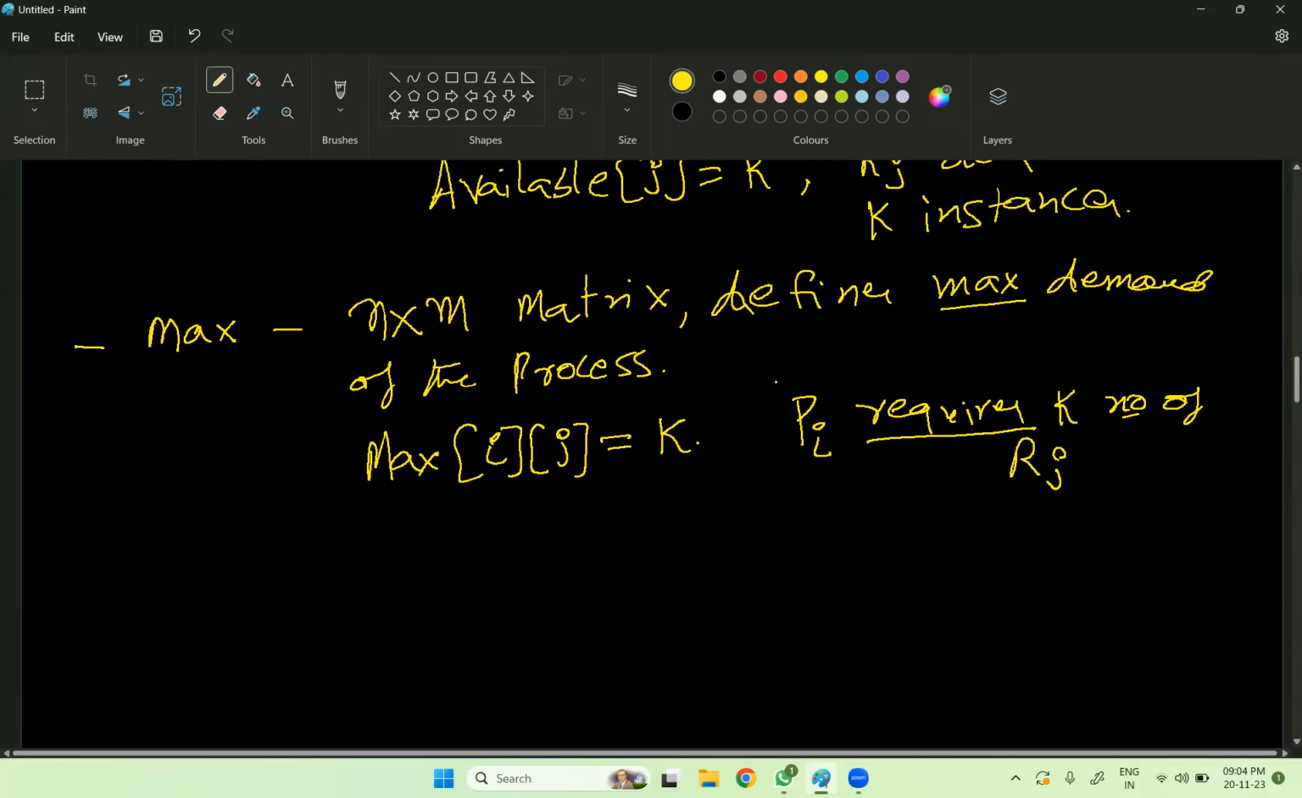So maximum defines how many instances of the individual resource types are required. That will be the maximum demand of the process. For example, 2 printers, 1 gigahertz of processor speed, 1 MB of memory and 1 gigabyte of memory in hard disk, something like that. All these things will be required by the process to finish. And then followed by the next data structure, which will be allocation.